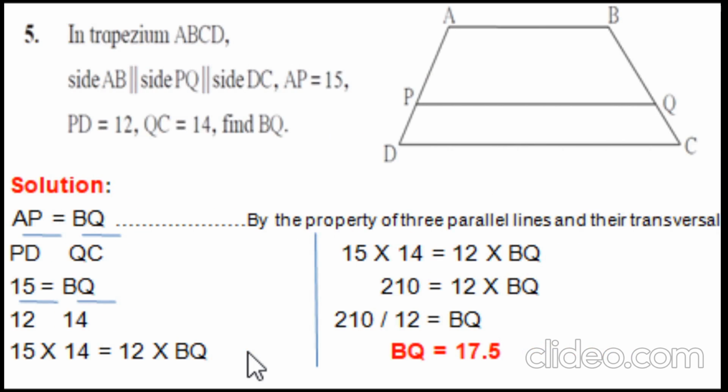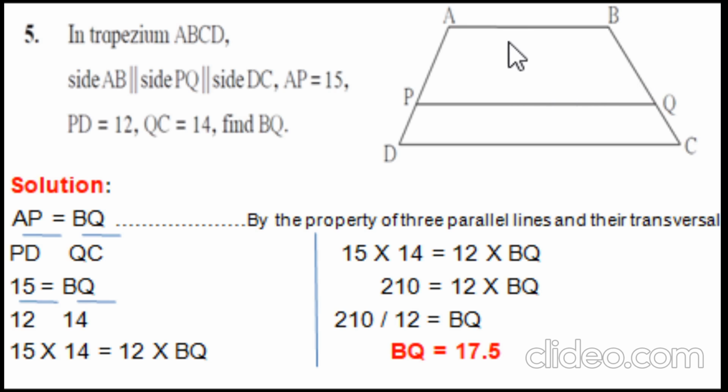Then the last question of this part 1. We are given a trapezium ABCD. In this trapezium, three sides are parallel: AB, PQ and DC. AB is parallel to PQ, and it is parallel to DC. We are given some values: AP 15, PD 12, QC 14. You have to find this BQ.